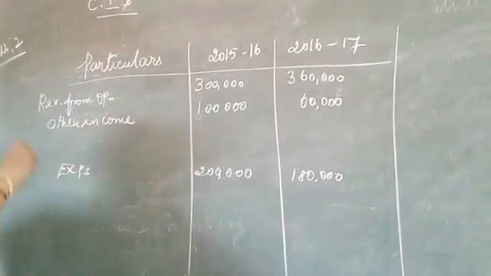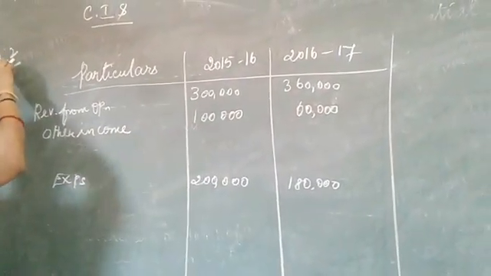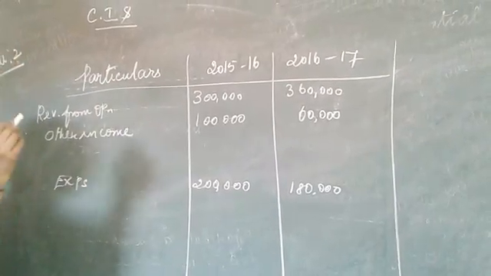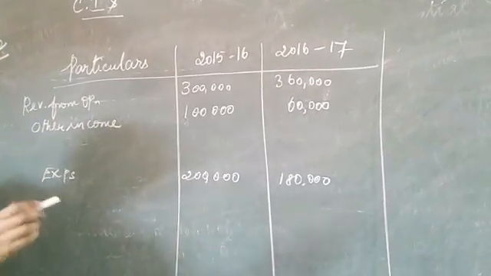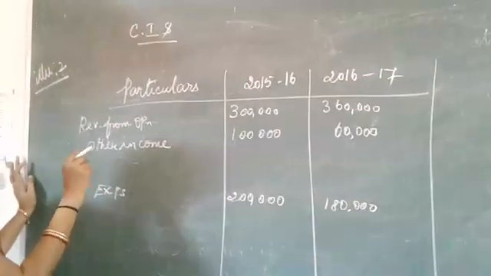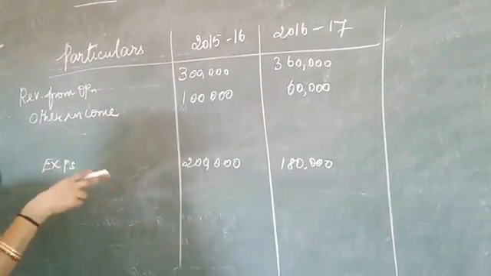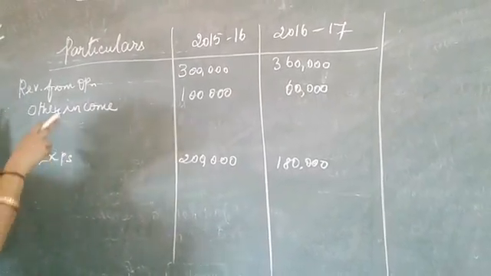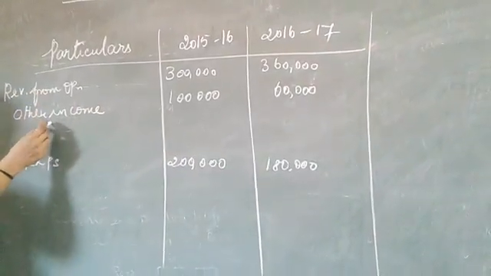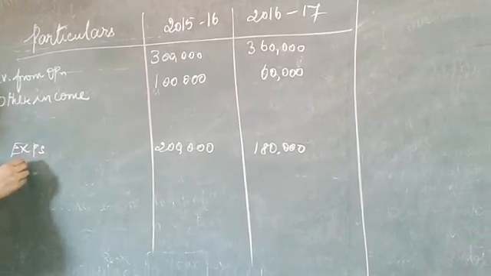Listen, today we are going to see illustration 2. Yesterday I explained illustration 1, isn't it? The same model only. Today we are going to see the particulars. The same thing which was given yesterday: the revenue, other income was given, expenses was given.